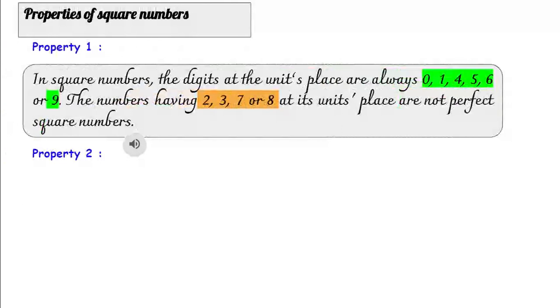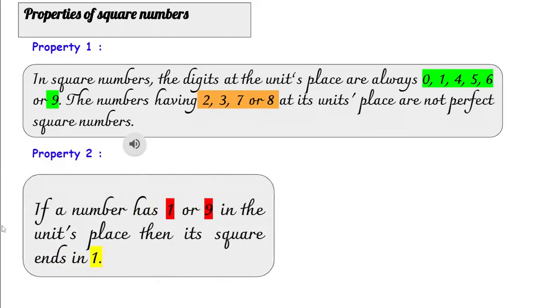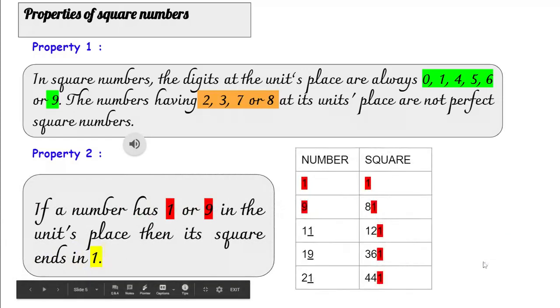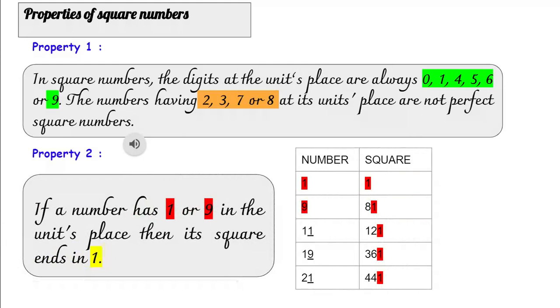Clear? Now what is the second property? The second property is if a number has 1 or 9 in the units place, then its square ends in 1. See table 1. What is the square of 1? That is 1. 9, what is the square? 9 nines are 81. So what is at the unit place? That is 1. 11, 11 square is 121.